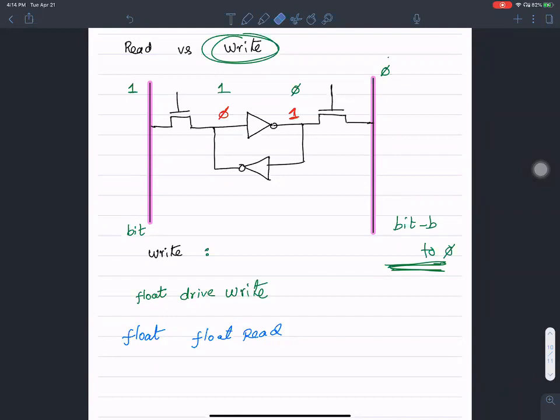Let me see something in the chat window. The bit line is the value that we actually are reading when we are reading from the memory. That is correct. Bit line is what we read. Daniel Comac had this question. We are actually reading the value from the bit line.